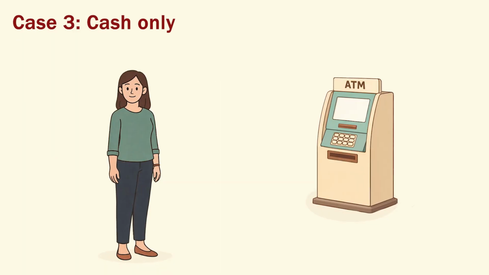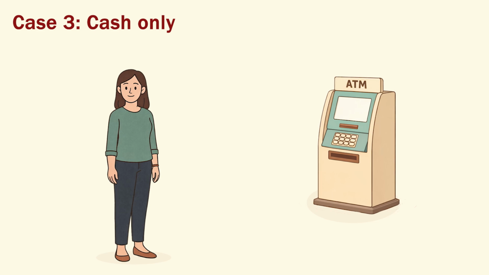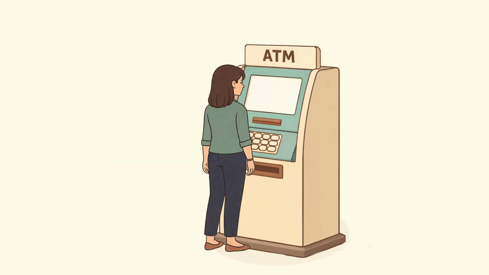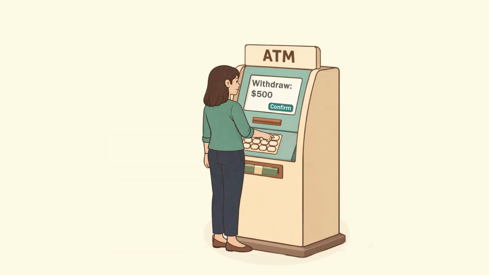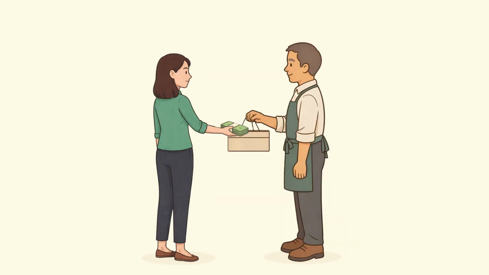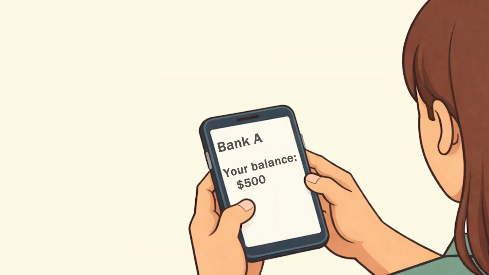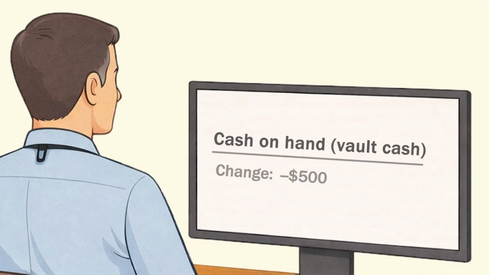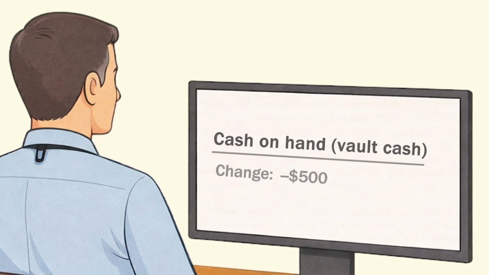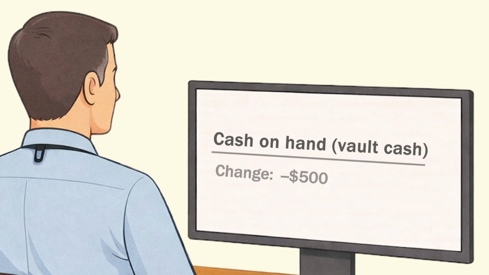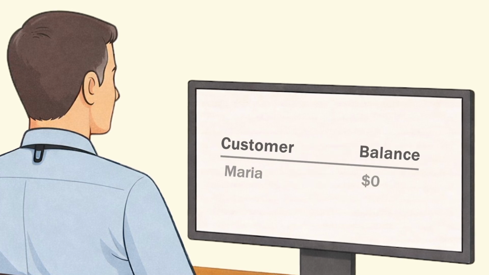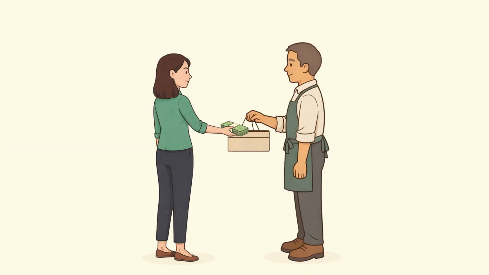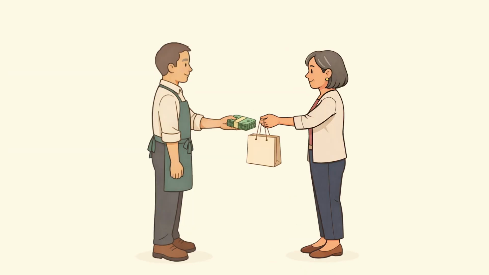Case 3. Cash only. Here, Maria doesn't pay by transfer at all. She goes to the ATM, withdraws $500 in cash, and hands that cash directly to the supplier. Maria's balance at the bank goes down by $500. The bank hands her $500 of its own cash from its vault, its central bank money. From the bank's point of view, this is very similar to Case 2. It loses $500 of its own central bank money, and it no longer owes Maria anything. That $500 of cash is now out in the economy in people's hands rather than sitting in the bank's vault.